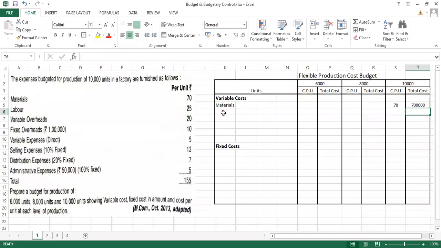Next is labor. 25 per unit. So 25 into 10,000. Next one is variable overheads.